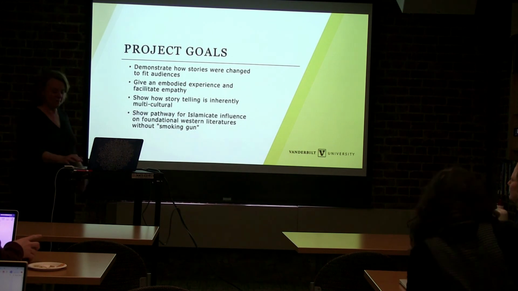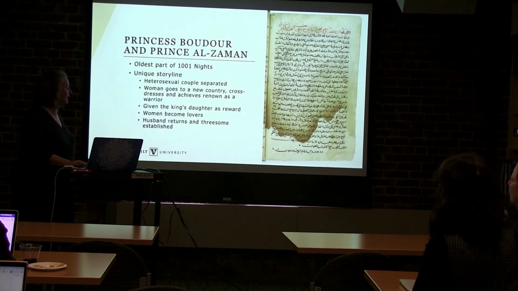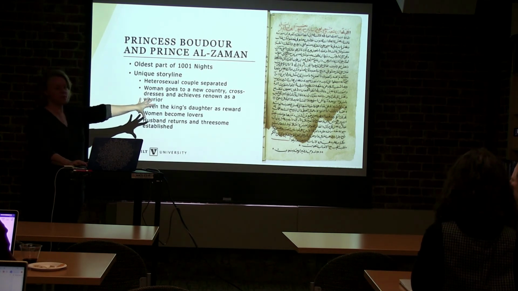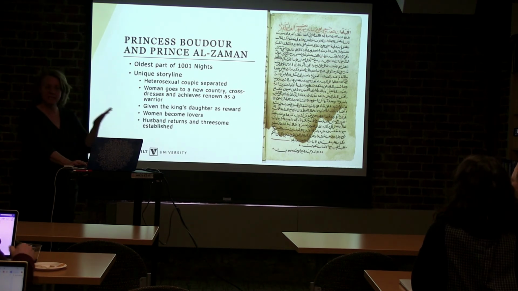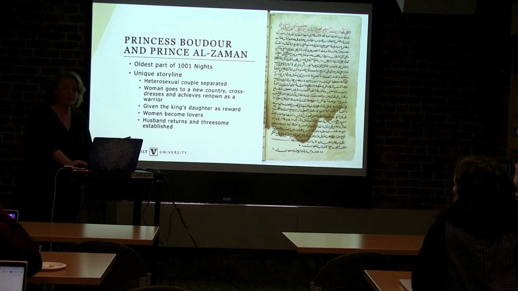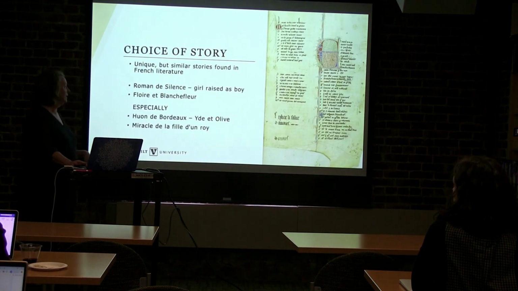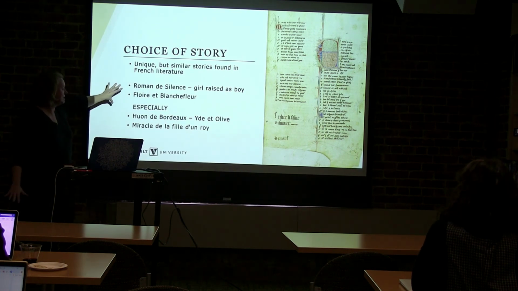So what did that mean? We took a couple of stories and looked at the ways, and I'm just going to go really quickly through this. This is a story from the 1001 Nights. We wanted to see how this story was told and retold to make it to the West, i.e. showing the influence of Arabic literature in the West. We picked that one, but it's very much like these stories.